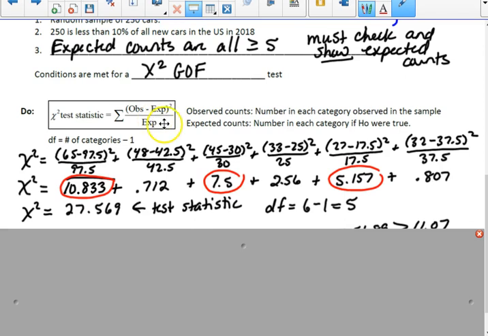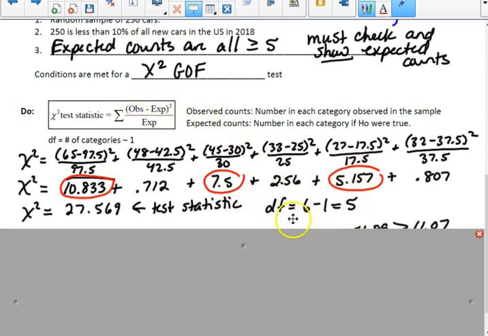So we're looking at the size of the difference relative to what we expect. If we expect a really big number, a small difference is not going to make much difference. But if we expect a fairly small number, then that same size difference might be significant.